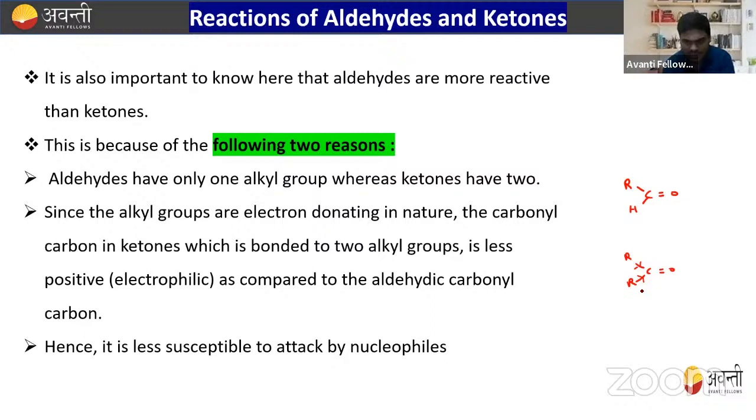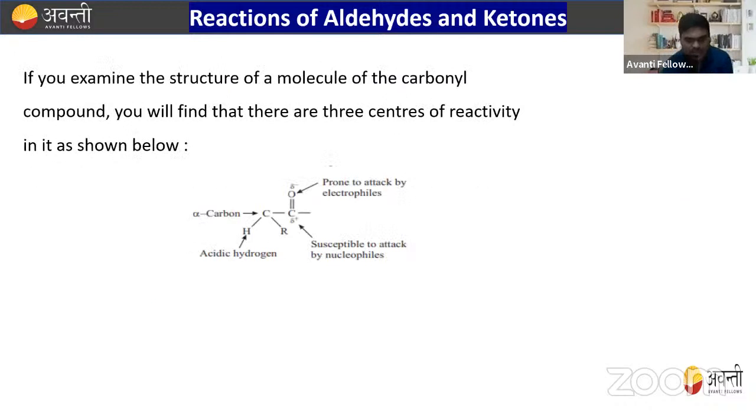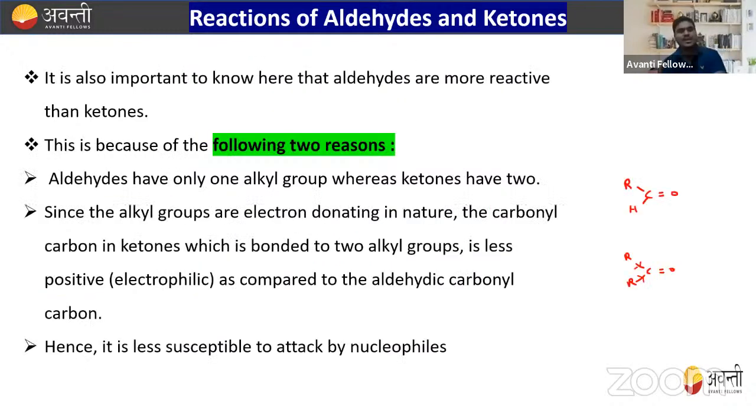Now, let me explain with this example, because we know that here two donor groups are present. So these two donor groups can give electrons towards the C. Thus the C becomes less electrophilic as compared to the aldehyde carbonyl carbon, right? So this is alpha H, that is COCHO. So if the 2R group is present at this point, understand this thing, then hence it is less susceptible to attack by the nucleophile.